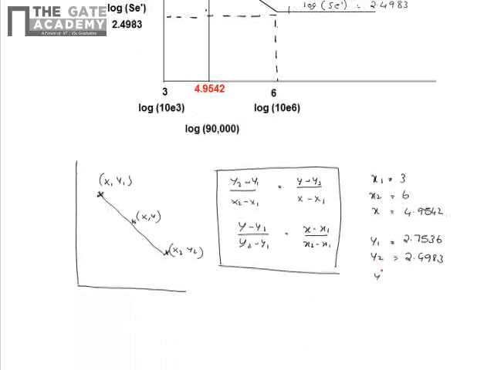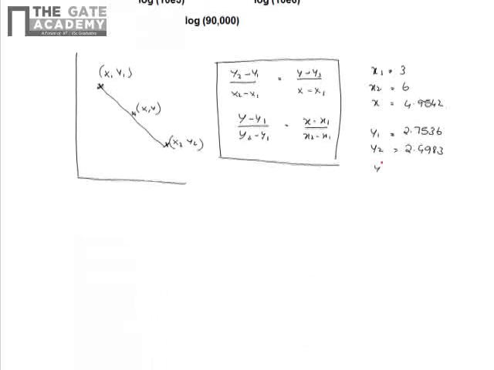So what can you write? From this equation we can write (y minus y1) by (y2 minus y1) equals (x minus x1) by (x2 minus x1). So what is y here? Y is what we want to find out.